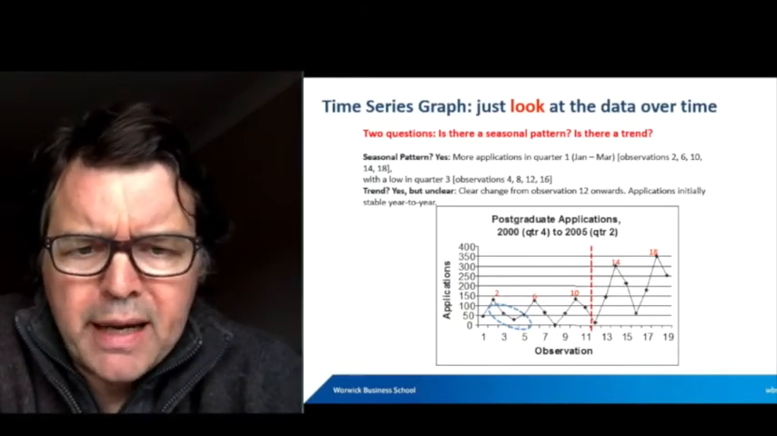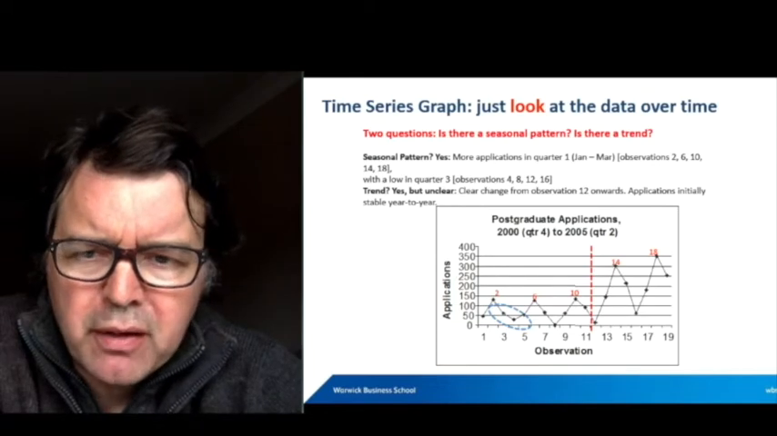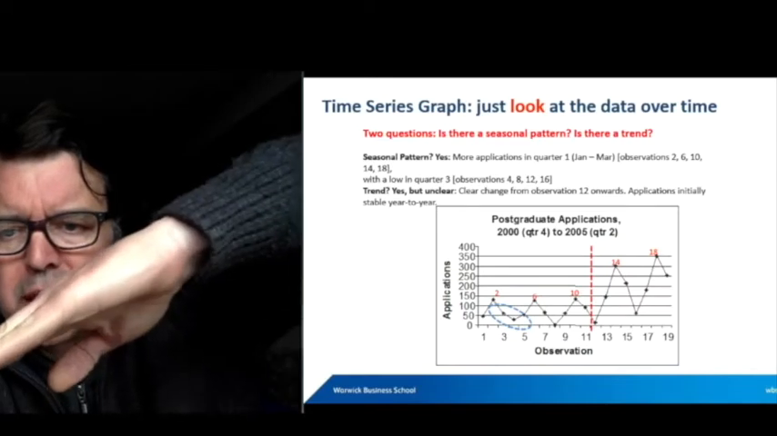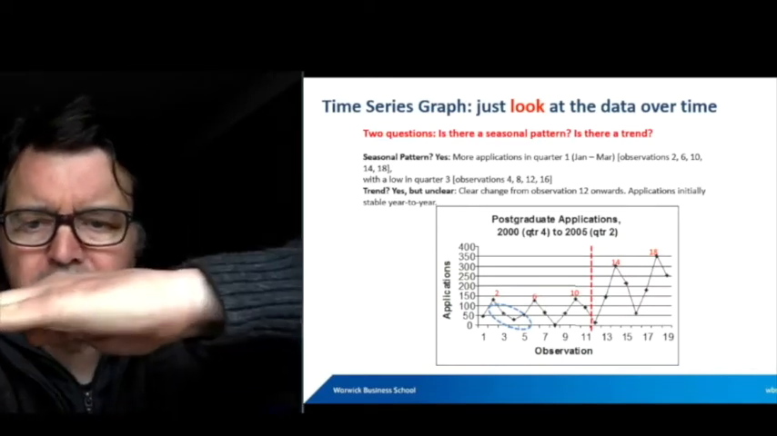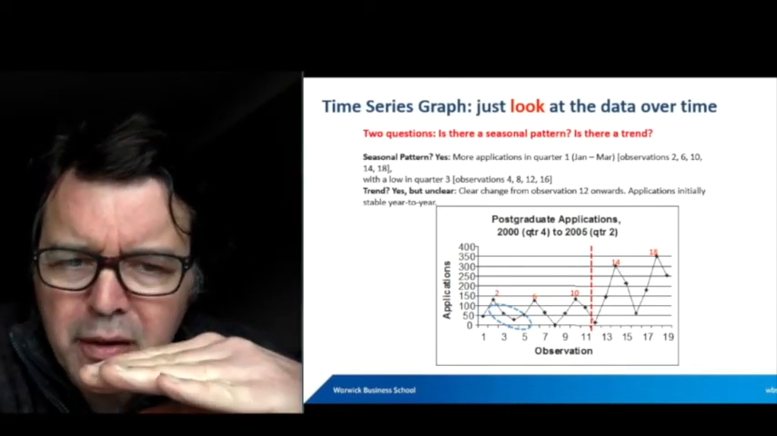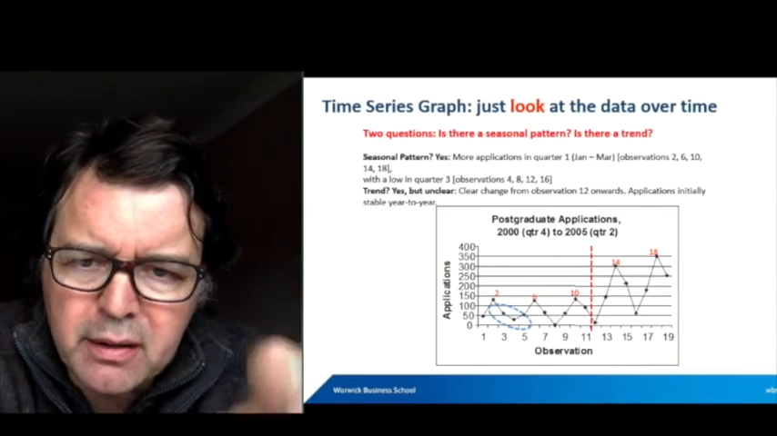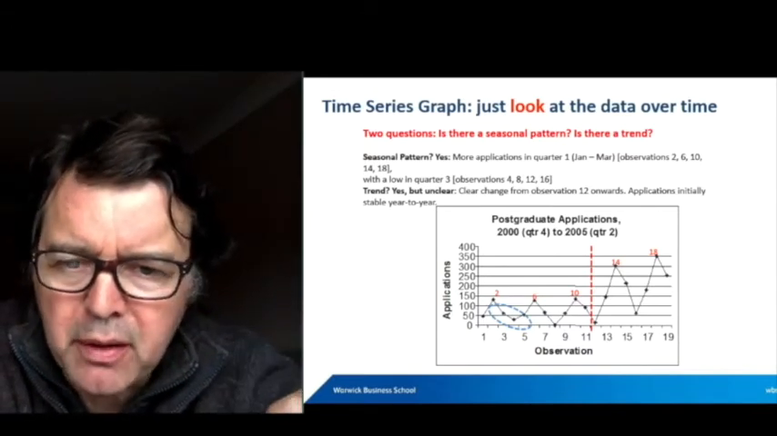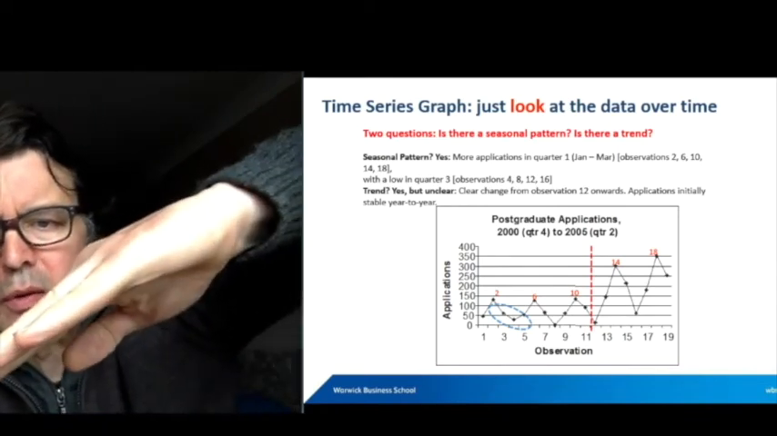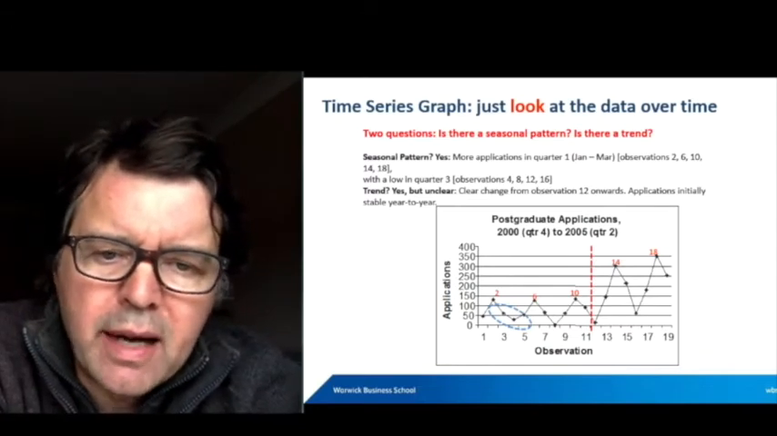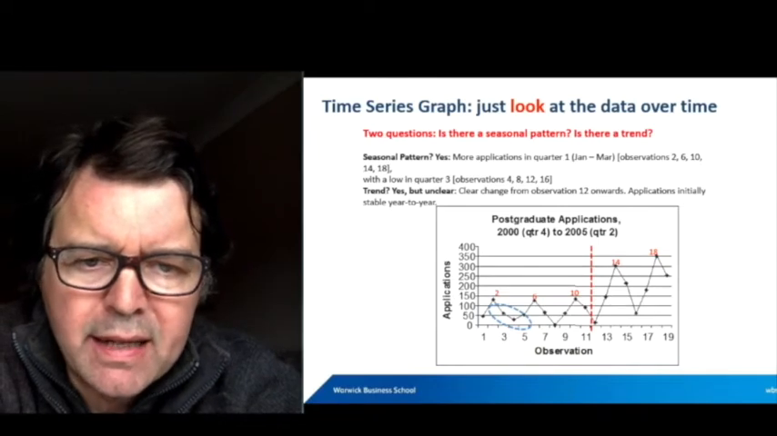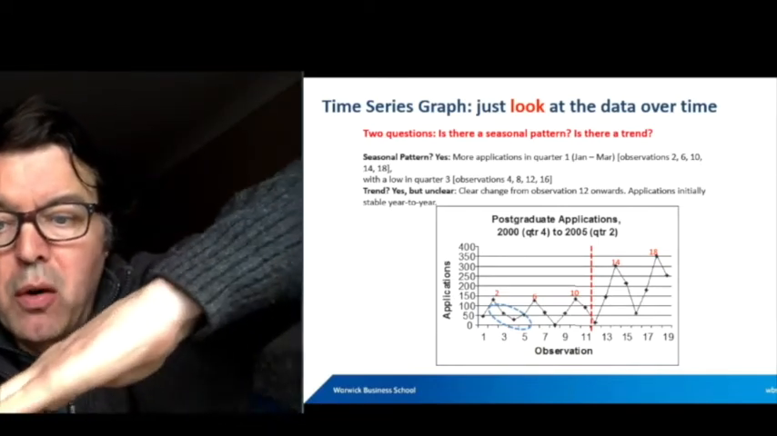If we look at data points 1 to 11, it looks like the data is fairly flat. So there's not an upward trend, there's not a downward trend, it's fairly horizontal. However, around data point 11, where I've drawn that vertical red line, it looks like something has happened. All of a sudden, from data point 11 onwards, there is an upward trend. Data points 13, 14, 15, 16, 17, 18, 19 show a positive upward trend.